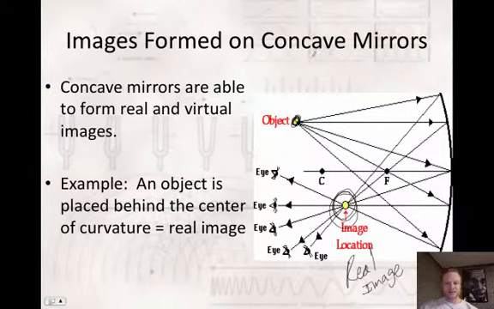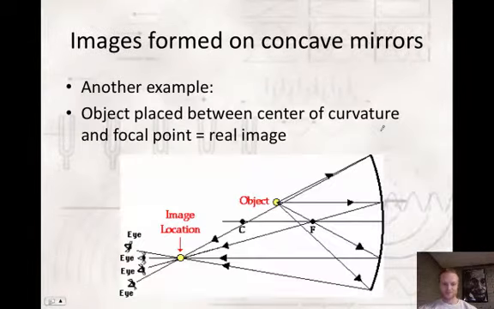And this object has been placed behind the center of curvature, and we'll talk more about that later on. Basically, the object's placement in front of these mirrors is going to tell you a whole bunch of things, and we're going to make a chart in class, so don't worry. Here's just another example. Now the object has been placed between the center of curvature and the focal point. Here's the object, and the image location is way back here.